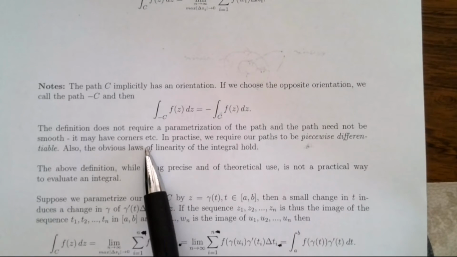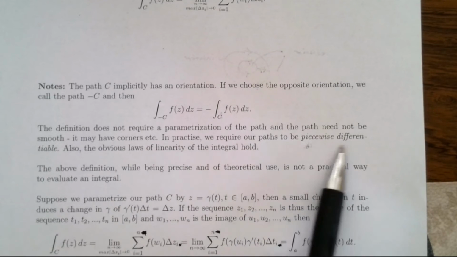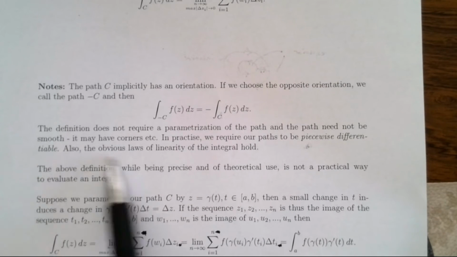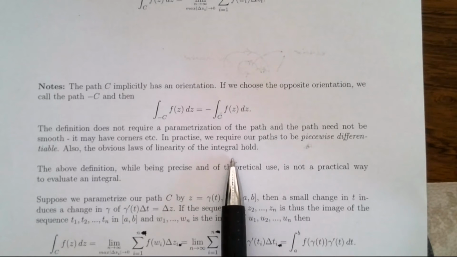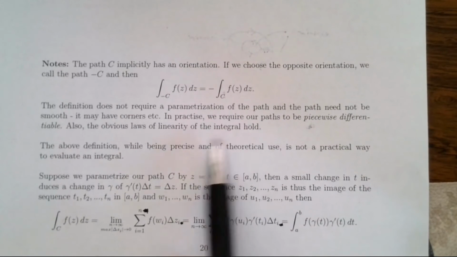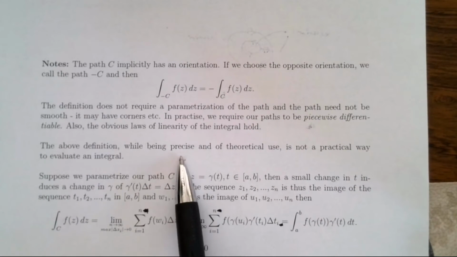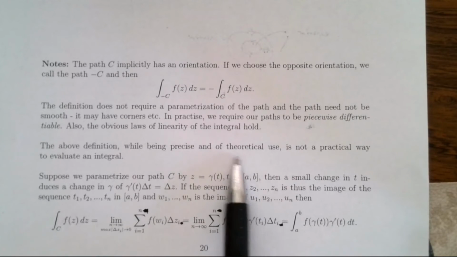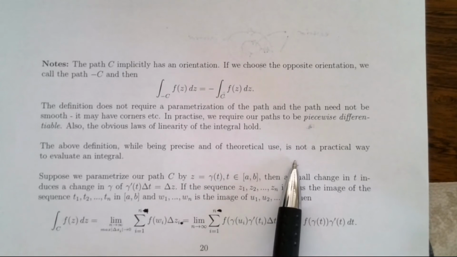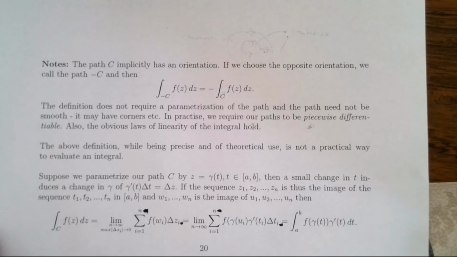In practice, we're going to require our paths to be piecewise differentiable, and the obvious laws of linearity of the integral hold. So the integral of f plus g is the integral of f plus the integral of g, and so on. The above definition, while being fairly precise and of theoretical use, we'll use it when we get to the ML lemma, is not a very practical way to evaluate the integral. And so we'd like to do it in terms of the parameterization.